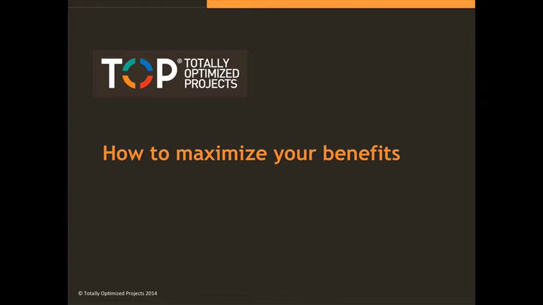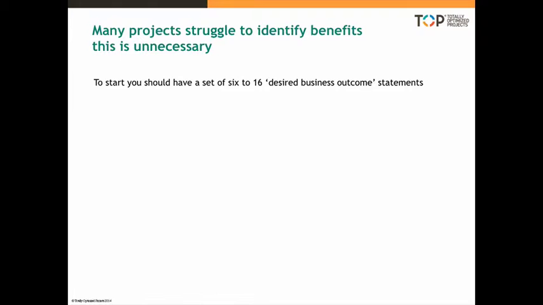So, what we're going to take you through is a process that we use to maximize the number of benefits for projects. And we've taken projects from 0 to 5.6 for highly technical, from 0 to 40 million for banking projects, from 6 million to 72 for manufacturing distribution projects, etc. So this process is highly effective. As I said, many projects struggle to identify benefits and it's unnecessary.